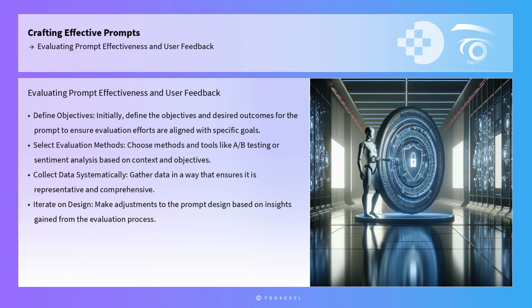Implementing a step-by-step approach to evaluating prompt effectiveness and incorporating user feedback involves several key stages. Initially, define the objectives and desired outcomes for the prompt. This clarity ensures that evaluation efforts are aligned with specific goals. Next, select appropriate evaluation methods and tools, such as A/B testing or sentiment analysis, based on the context and objectives. Collect data systematically, ensuring that it is representative and comprehensive. Analyze the data to identify trends, strengths, and areas for improvement. Finally, iterate on the prompt design, making adjustments based on the insights gained from the evaluation process.